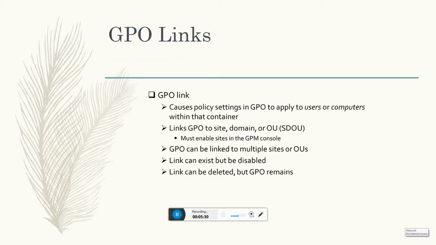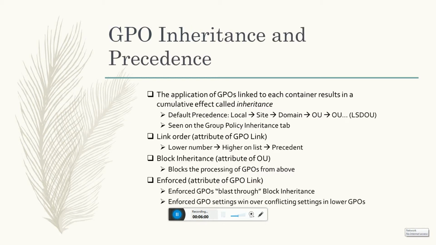GPO links. Group policy links cause policy settings in the GPO to be applied to the users and computers within that container. Linking a GPO to a site, domain, or OU must be enabled in the GPM console. A GPO can be linked to multiple sites or OUs. A link can exist but be disabled. These links can be deleted, but the GPO remains.